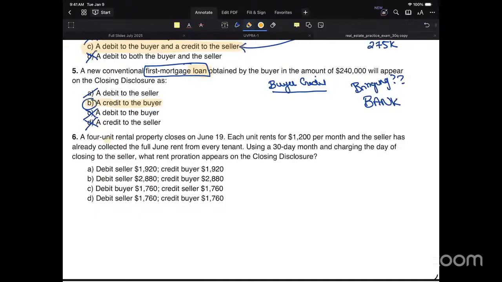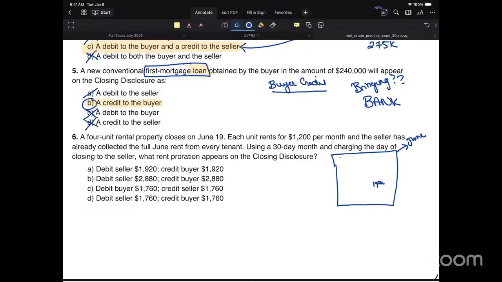A 4-unit rental property closes on June 19th. Each unit rents for $1,200 per month, and the seller has already collected the full June rent due from every tenant. Using a 30-day month and charging the day of closing to the seller, what rent proration appears on the closing disclosure? So this closing is going to be, let me make a little month here. This is the month of June. And on the 19th, we have a closing.